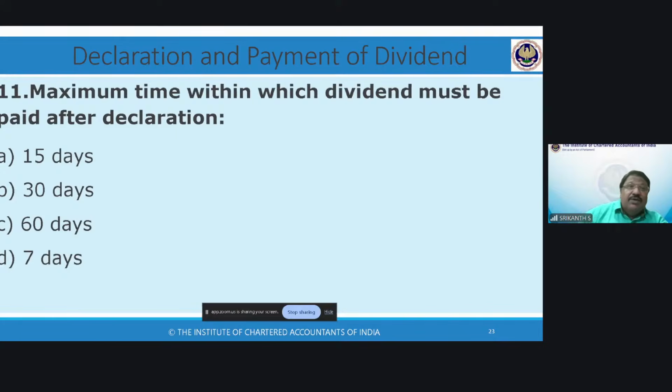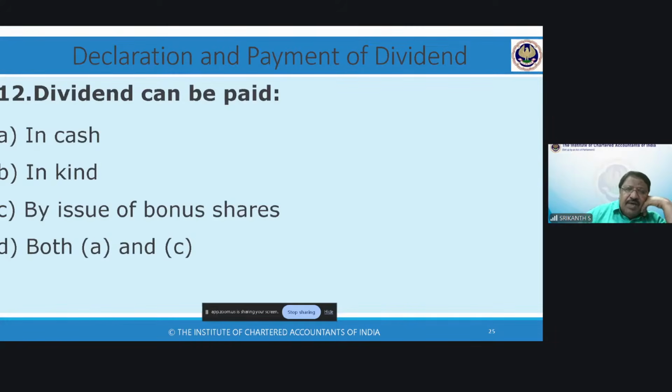Maximum time within which dividend must be paid after declaration. You know that. 30 days. Okay. Dividend can be paid in cash, in kind, no. By issue of bonus shares, no. Bonus shares cannot be issued in lieu of. Of course, dividend is of 2 types: cash dividend and equity dividend. That is dividend by way of bonus shares. So both A and C could also be an answer, but payment can be only in cash.